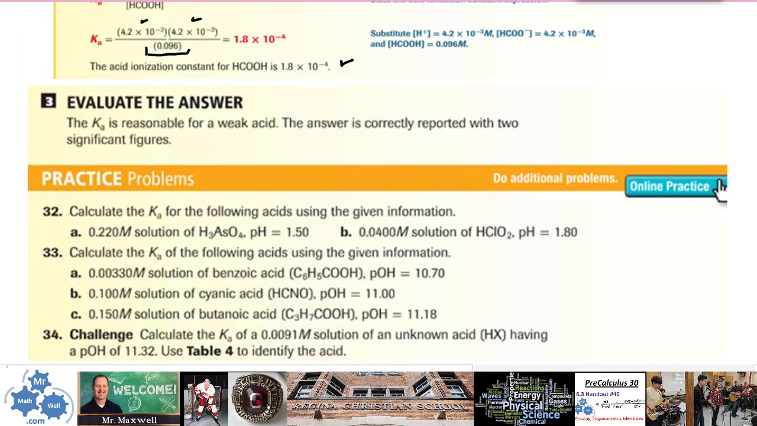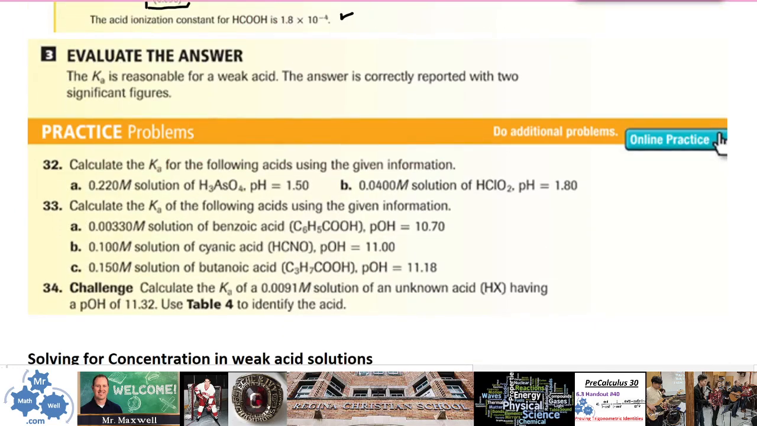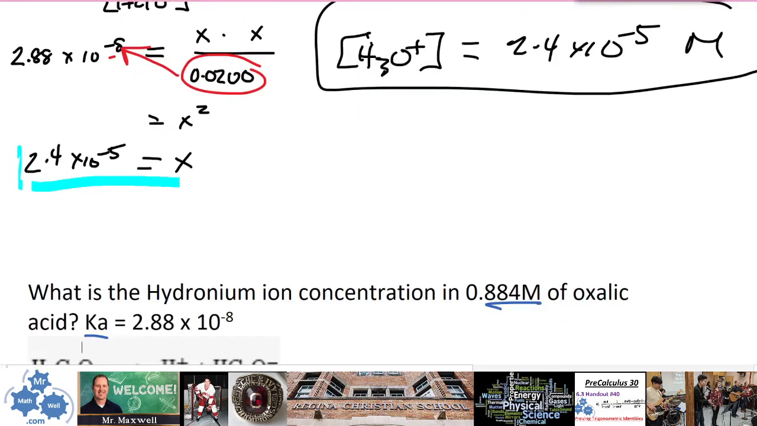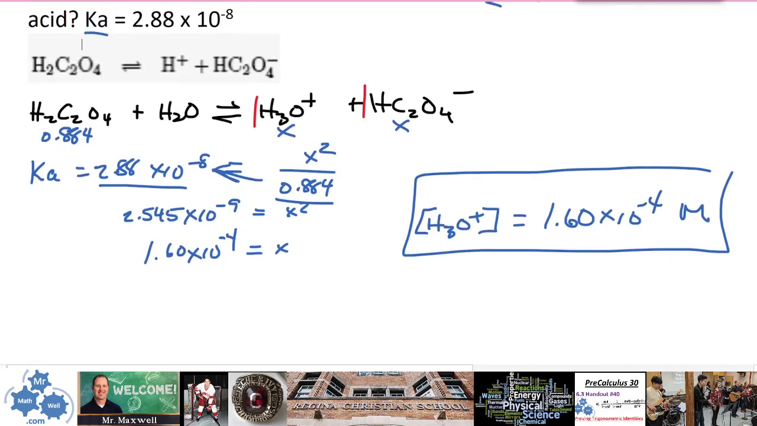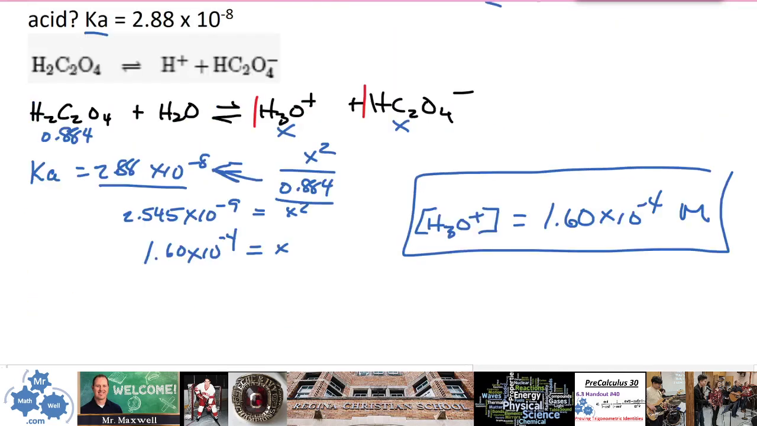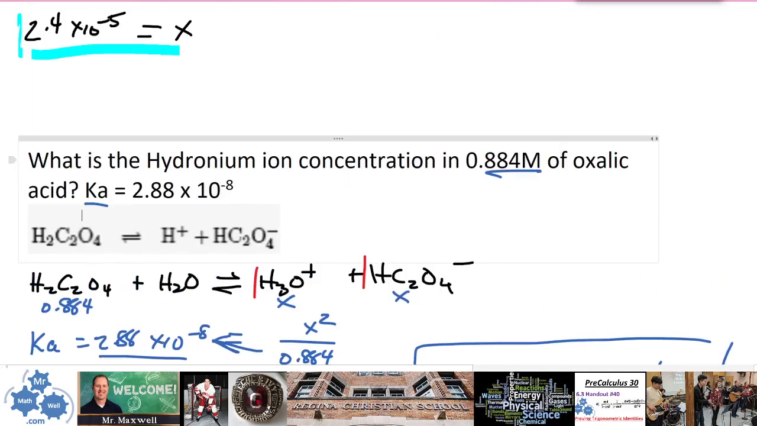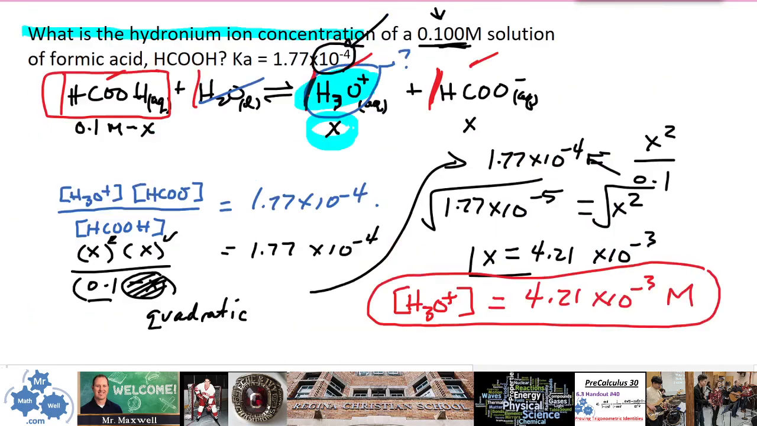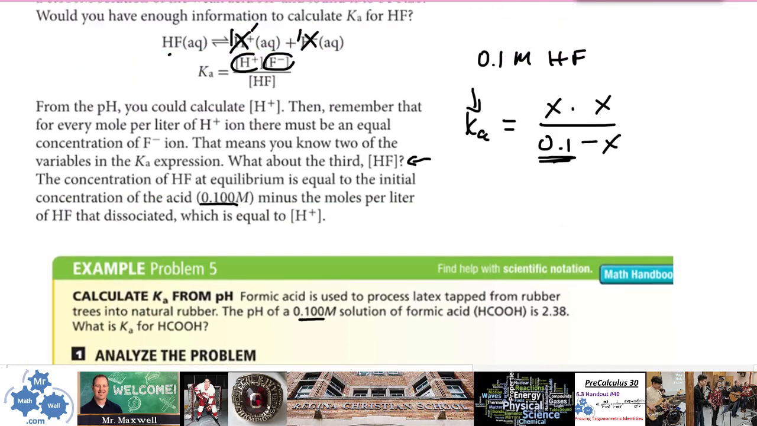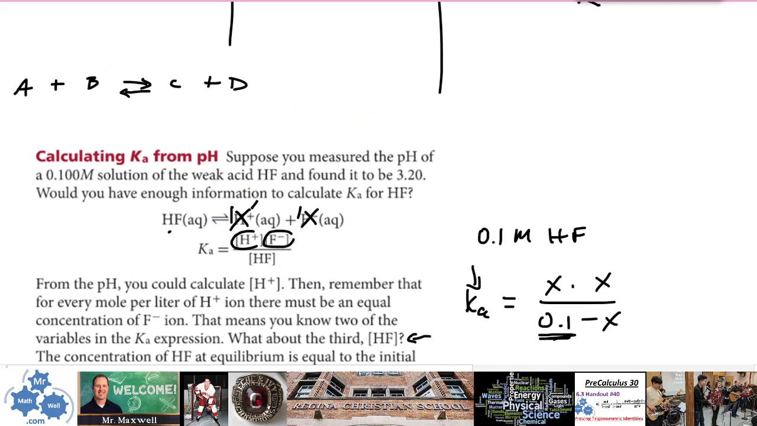Ka concentration. So these are questions from your textbook 32 to 34. And then these questions that we really did together here are questions you want to add to your notes for your hand-in assignment for this class. Okay, any questions? Awesome.